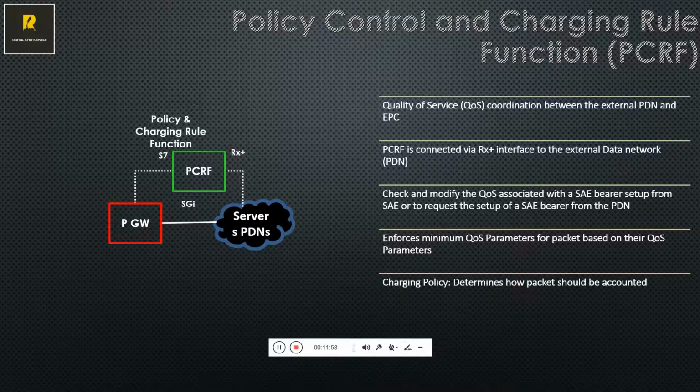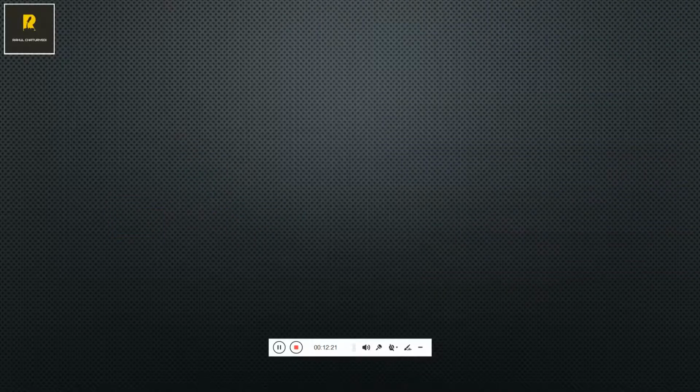It checks and modifies the quality of service associated with the S1 bearer setup, or requests the setup of the S1 bearer from the PDN. It enforces minimum QoS parameters for packets based on their quality of service parameters. The charging policy determines how packets should be accounted.